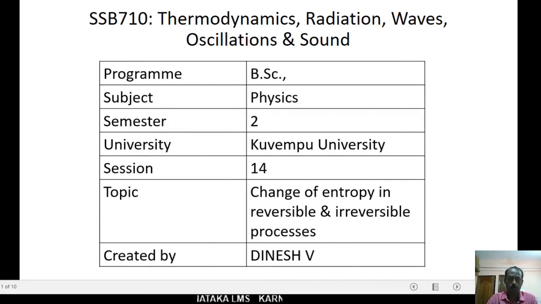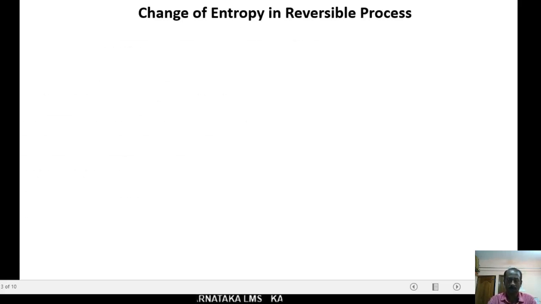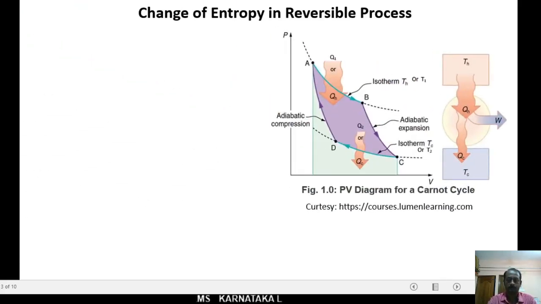I would like to explain the topic change of entropy in reversible and irreversible process with examples. Let us see the change of entropy in reversible process. How the entropy undergoes changes or not in reversible process and irreversible process. What happens in these two cases?